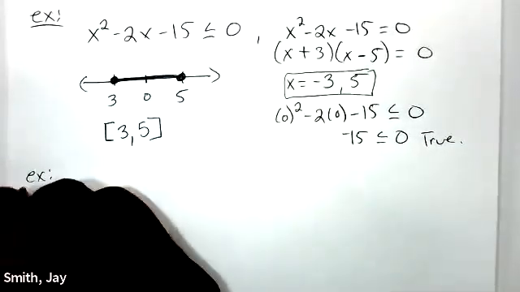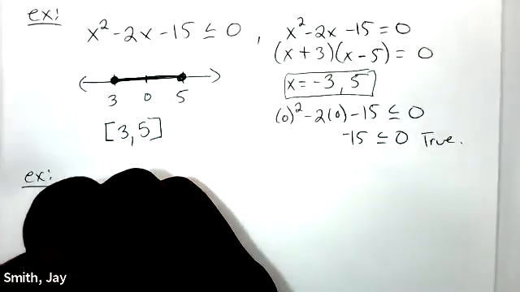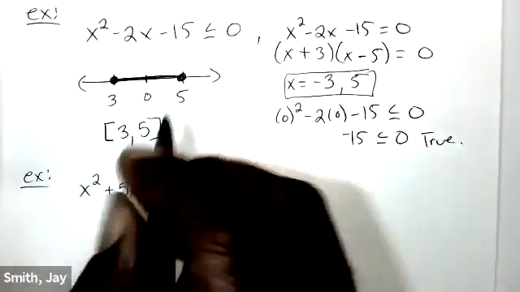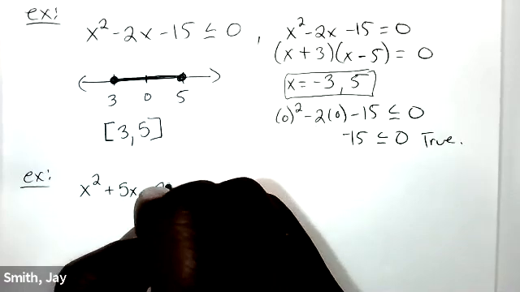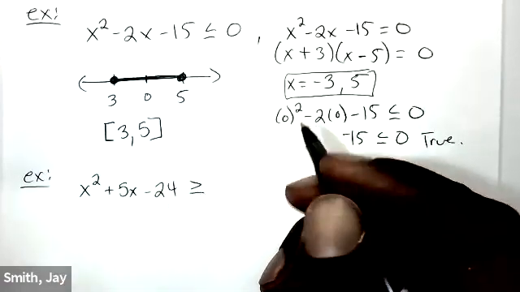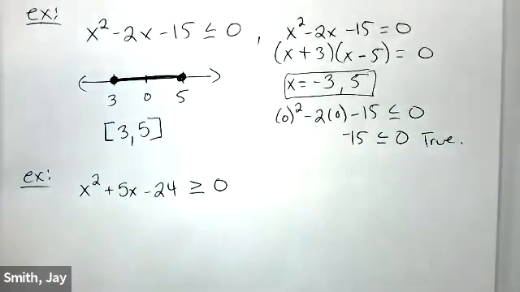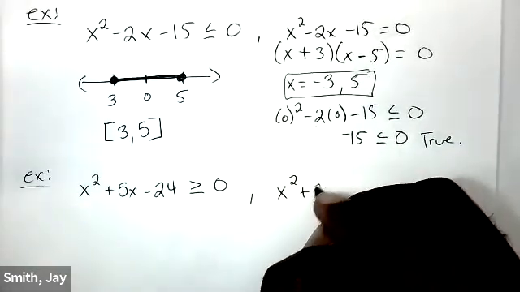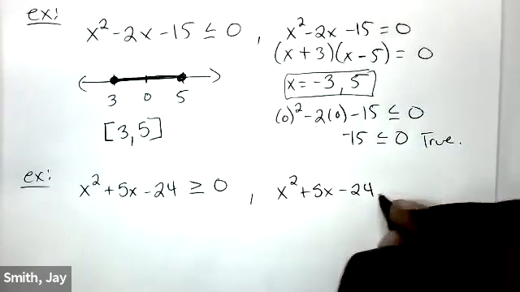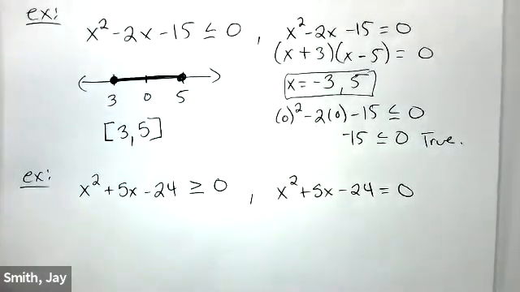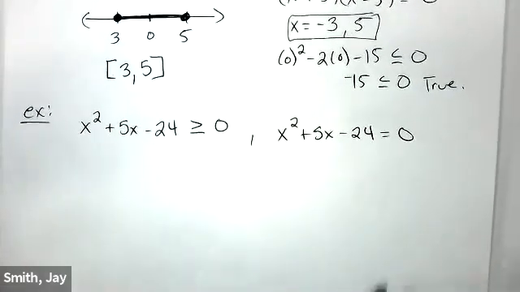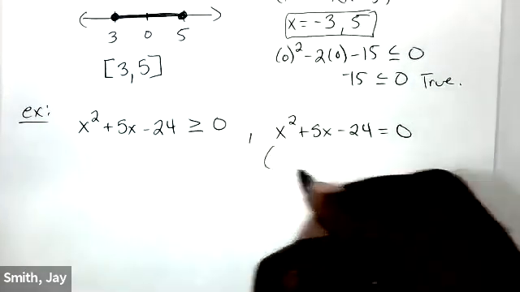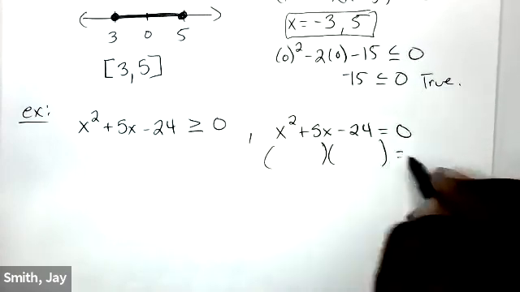Another example, quadratic inequality. If we're given the quadratic x squared plus 5x minus 24 is greater than or equal to 0, I'm going to set it up like it's an equation. X squared plus 5x minus 24 is equal to 0. Once again, we have a trinomial with a leading coefficient of 1, so we can jump straight into our factor.